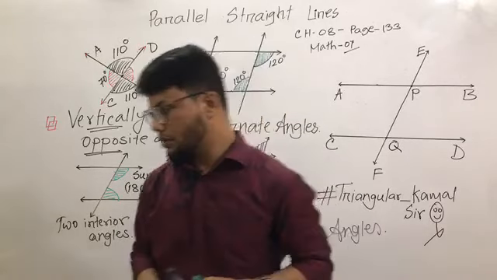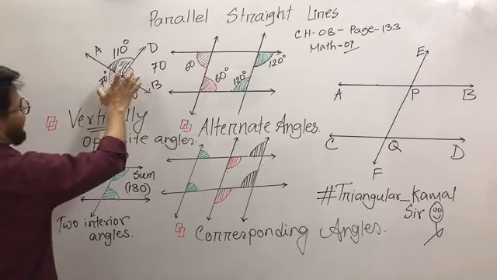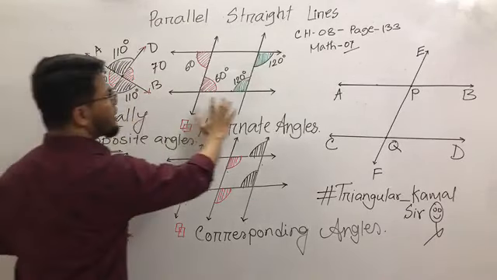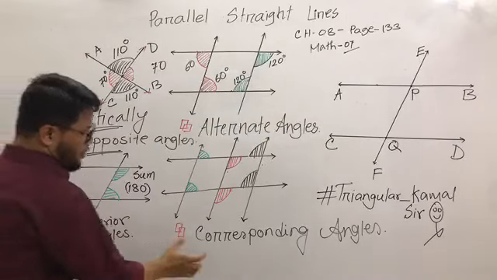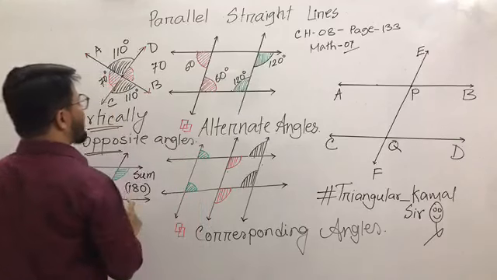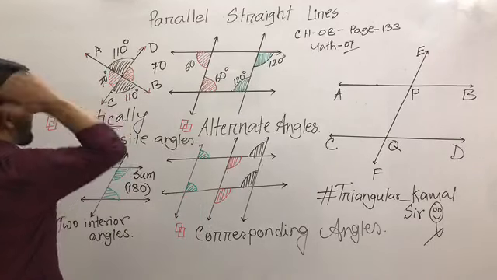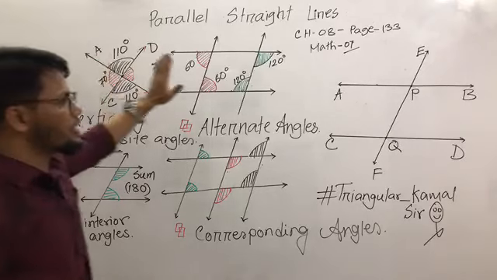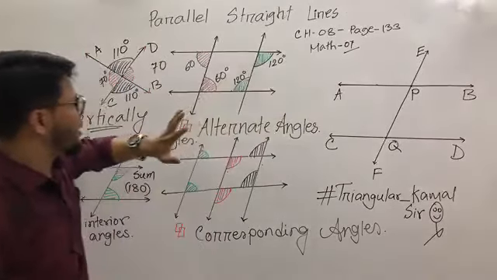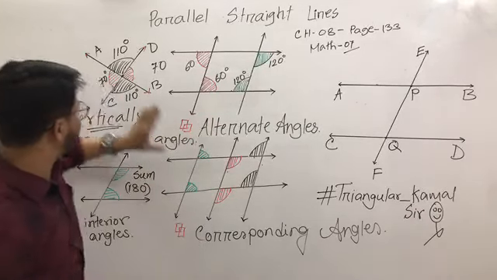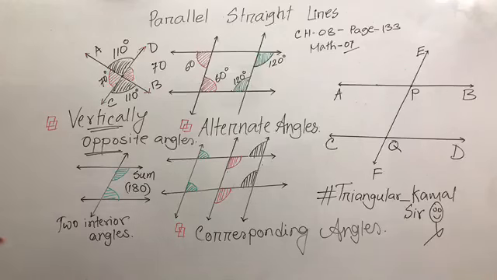Actually, the vertically opposite angle concept is not related to parallel lines, but to prove why corresponding angles and alternate angles are equal, we have to draw vertically opposite angles. Vertically opposite angles are directly not connected to parallel lines, but this concept will be required to prove the theorems of alternate angles and corresponding angles. That's why we draw vertically opposite angles here.